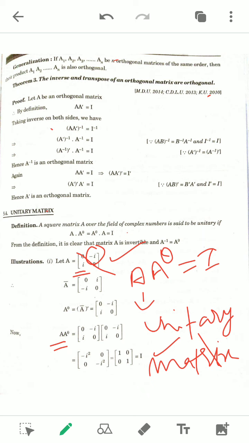So do practice problems based on these elementary orthogonal and unitary matrices.